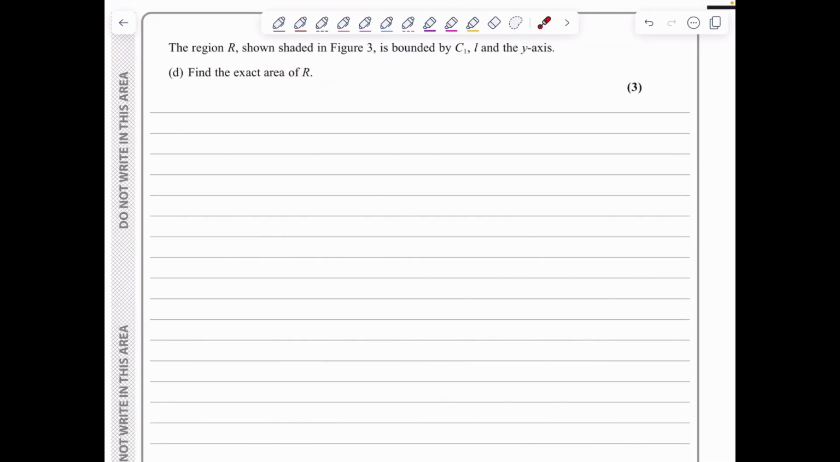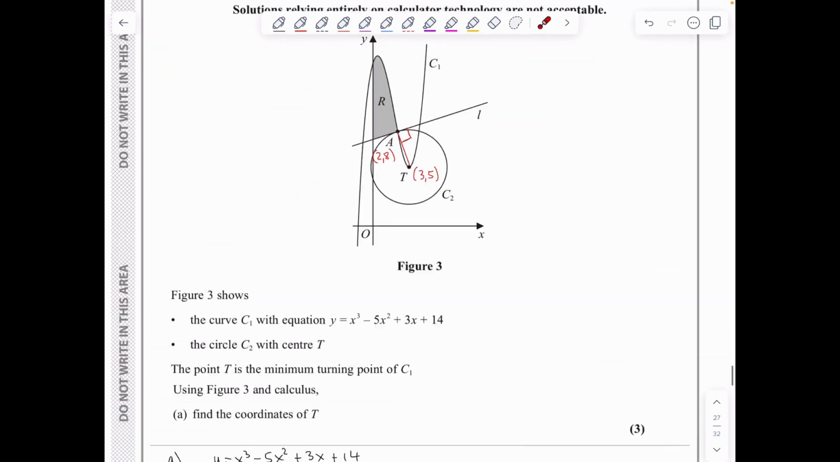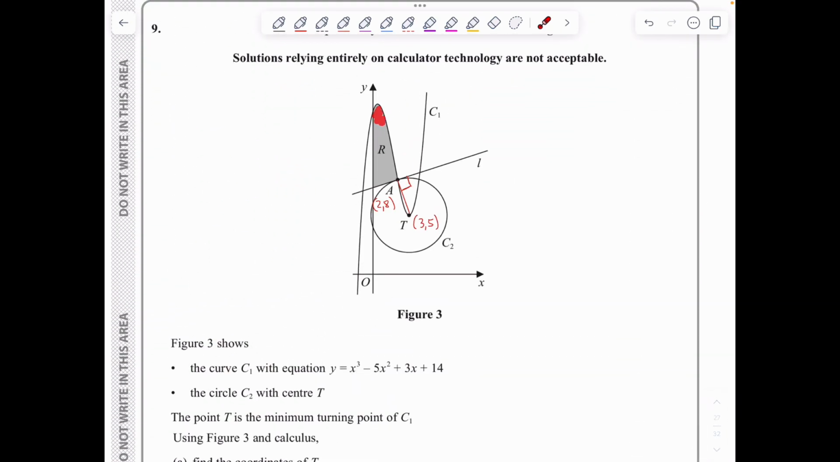In part D, we are told that the region R shown shaded is bounded by C1, L and the y-axis, and we need to find the exact area of R. So if I quickly go back to my figure, I see that's the region we're trying to find, which is the region enclosed above by the curve C1 and below by the line L. So we'll be using integration to find the shaded area.